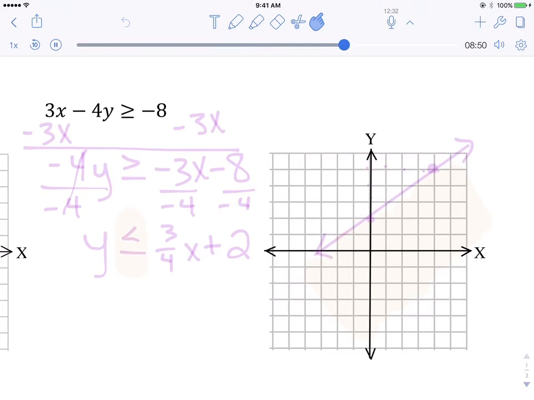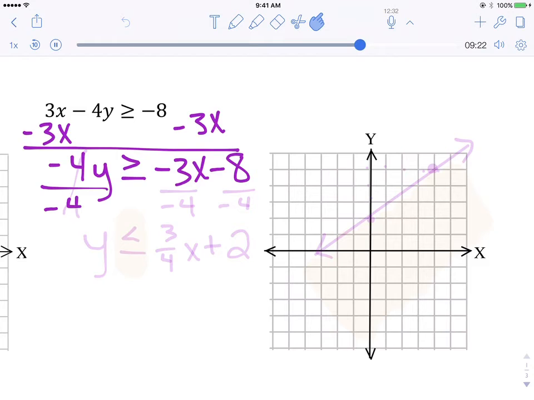All right, in the last example, we need to solve and put this in y equals mx plus b form before we can start to graph. So again, we're going to move our x value to the opposite side. Since it was a positive 3x, we're going to subtract 3x from both sides. So we're left with -4y is greater than or equal to -3x minus 8. We're always going to write that x term first.